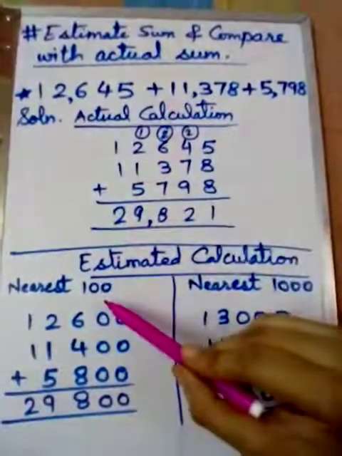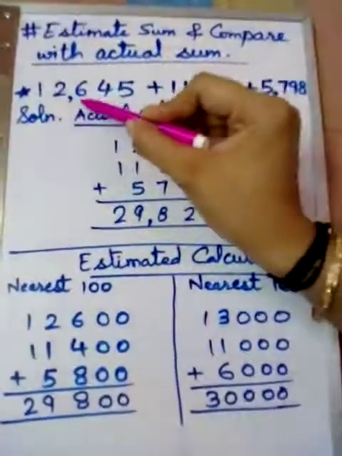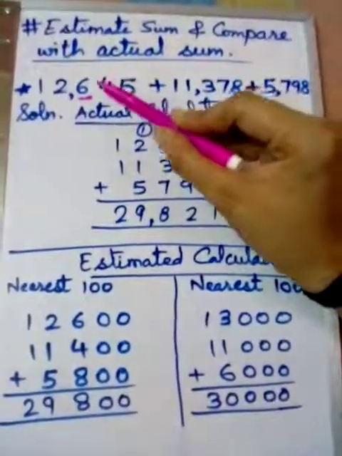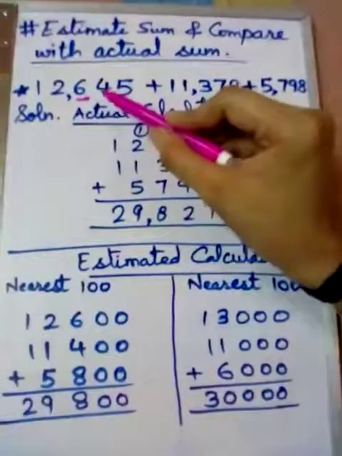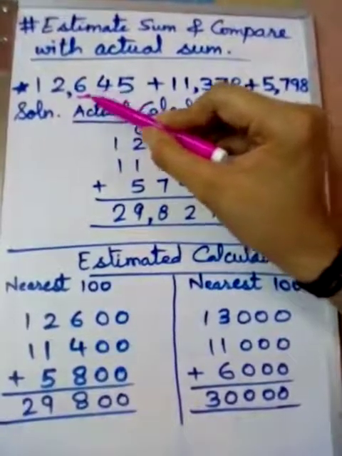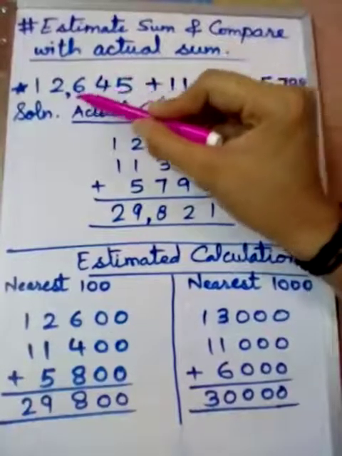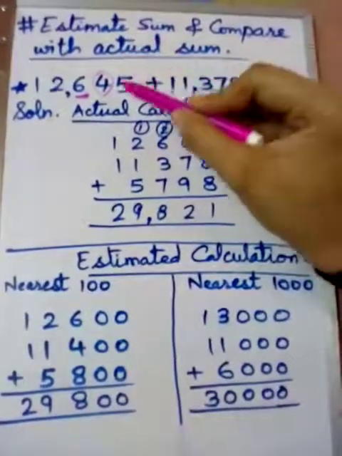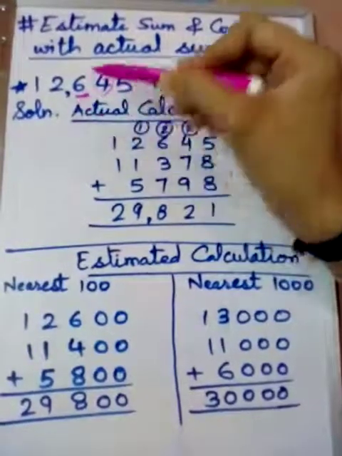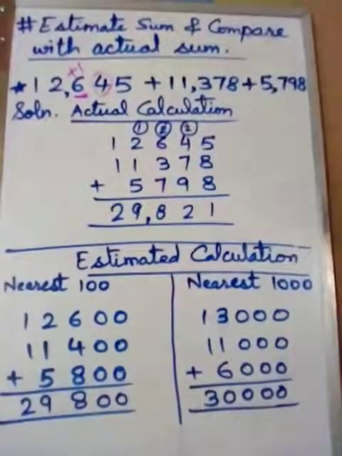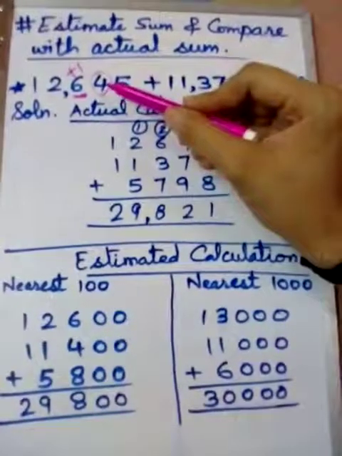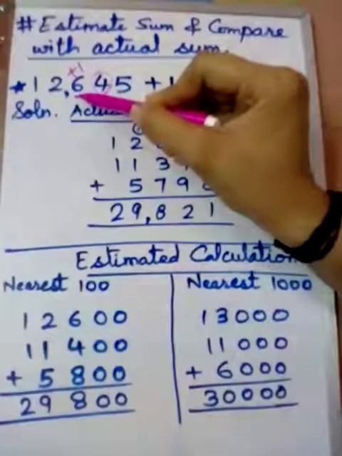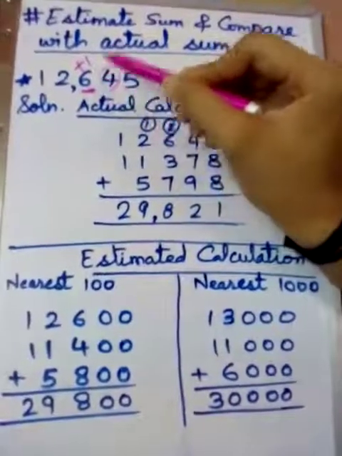Look at 12,645. Once it is estimated to the nearest 100 place, this place will be 600 or 700. So tell me, will it be 600? 600 means when the previous digit, the digit before 6, which digit is it? It is 4. If this is 5 or more than 5, then this number will get +1, a bonus 1. If this is less than 5, that means 4, 3, 2, 1, 0, then the underlined digit will remain the same.